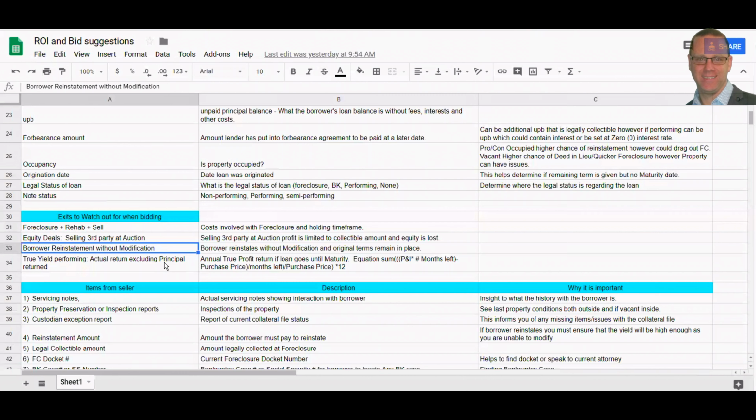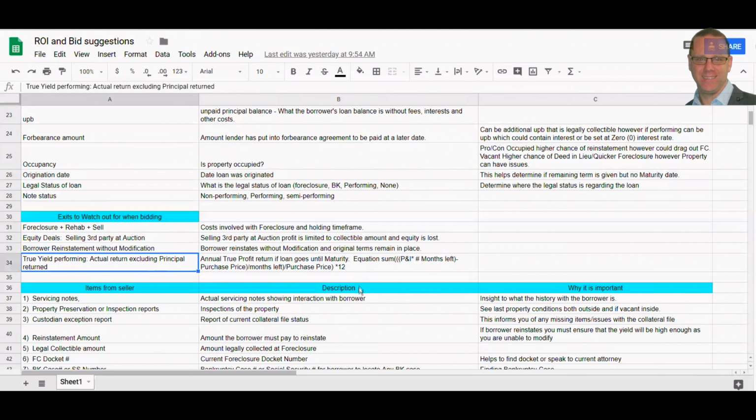And then the true yield performing is what you actually are making on the deal, excluding the principal return. So if you're paying 20 grand for a loan and the UPB is 40, in the life of the loan, the first $20,000 is not profit. It's actually just back to principal. So you want to find out, what am I truly getting as a return on investment? The principal return is not at all profit. So make sure you're looking at it with those eyes.